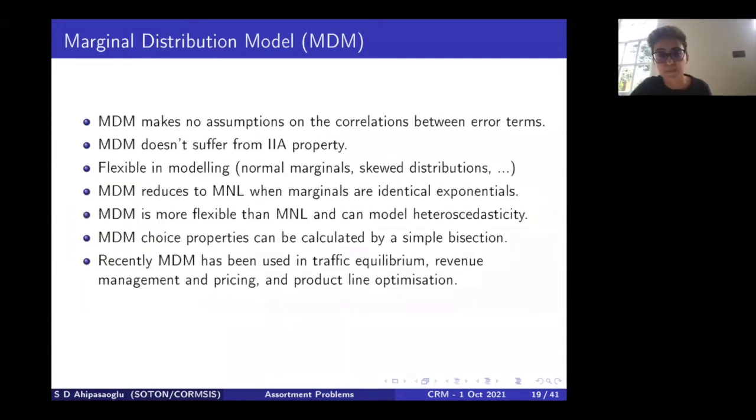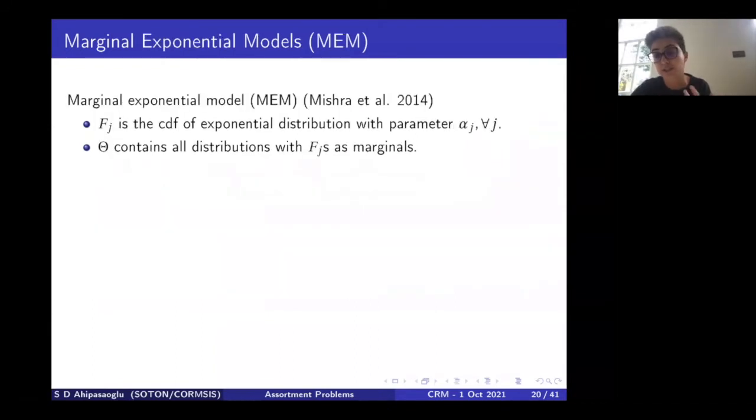It makes no assumptions on the correlations. It's a very natural extension of MNL, just like the two other RUM models that I have mentioned. And there have been very successful applications of the MDM itself in traffic, revenue management, pricing, and product line optimization, because it is, in some sense, the simplest semi-parametric model. But today I'm going to go even simpler. I'm going to work with the marginal exponential model, where we say that the F_j's, the CDFs, are exponential distributions with parameter alpha_j.